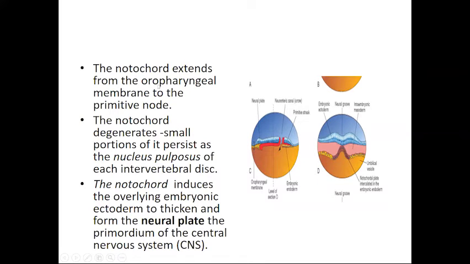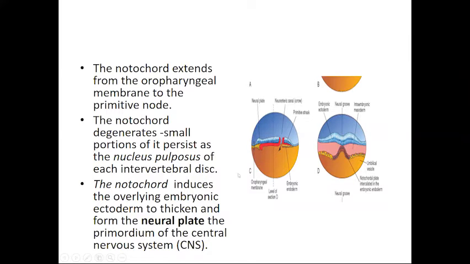The notochord extends from the oropharyngeal membrane to the primitive node. That is, it was formed from the primitive node, and this is going to extend till the oropharyngeal membrane. The notochord degenerates. A small part of it is just going to persist, which is going to become the nucleus pulposus, part of the intervertebral disc. Otherwise, the whole of the notochord is just going to degenerate.